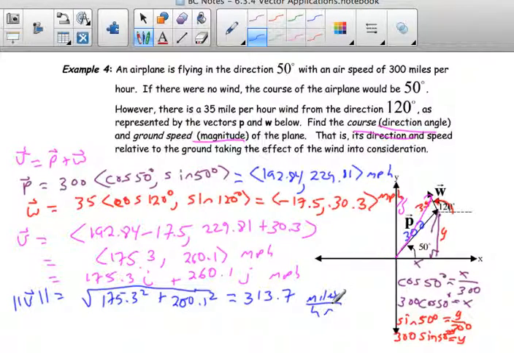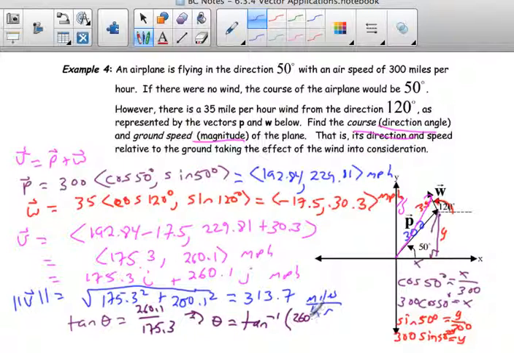And then the direction angle, I can use the inverse tangent. So I could say I would have tangent of theta is the y component, which is 260.1, over the x component of my resultant vector, 175.3, which means that theta is equal to tangent inverse of 260.1 over 175.3. Entering that into my calculator, making sure I'm in degree mode, I find out that this is 56.0 degrees.